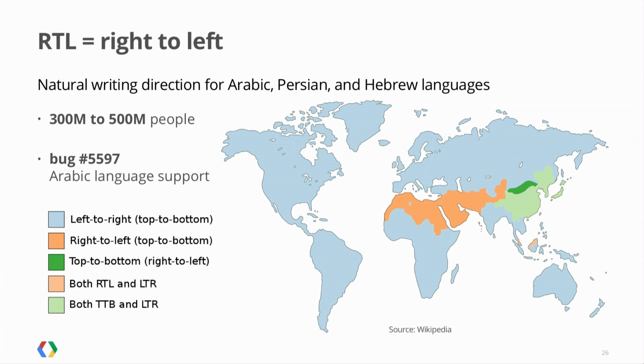Right-to-left, or RTL, is a natural writing direction for Arabic, Persian, and Hebrew speakers. It represents roughly 300 to half a billion people. So that's quite a lot, and surely part of the next 6 billion people that will use internet and mobile devices.